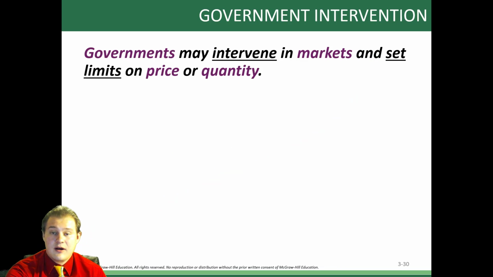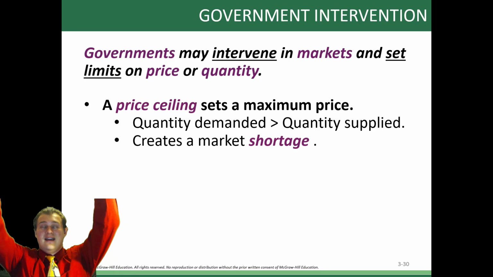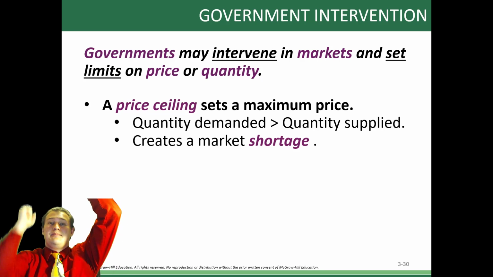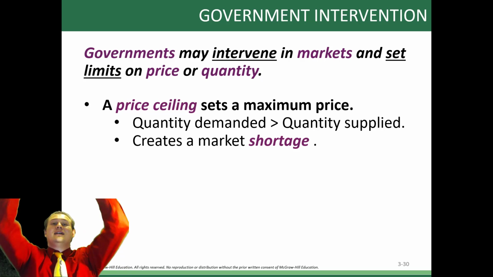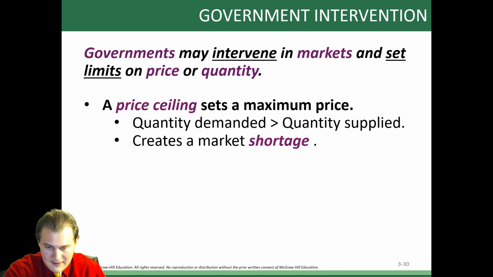Governments may intervene in markets and set limits on price or quantity. Does this happen? Yeah, government wants to get involved, and sometimes it's a good idea, sometimes not so good. Okay. We create what's called a price ceiling. That's where the government sets a maximum price. So if you're in a house and you have a ceiling, you can't get past it. You're trying to punch through a ceiling, and it's keeping you down. You can't get past the ceiling. Okay, and that's going to create a market shortage, okay?